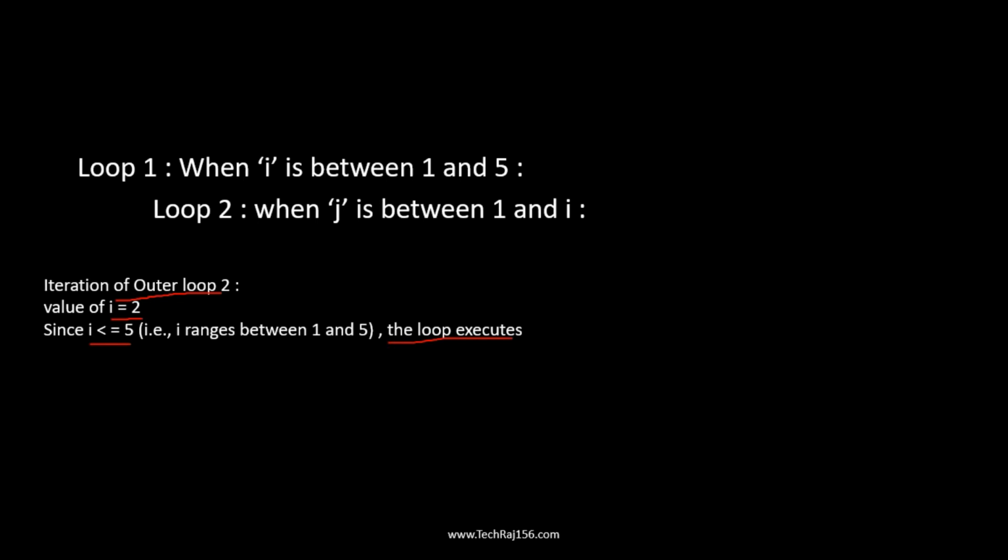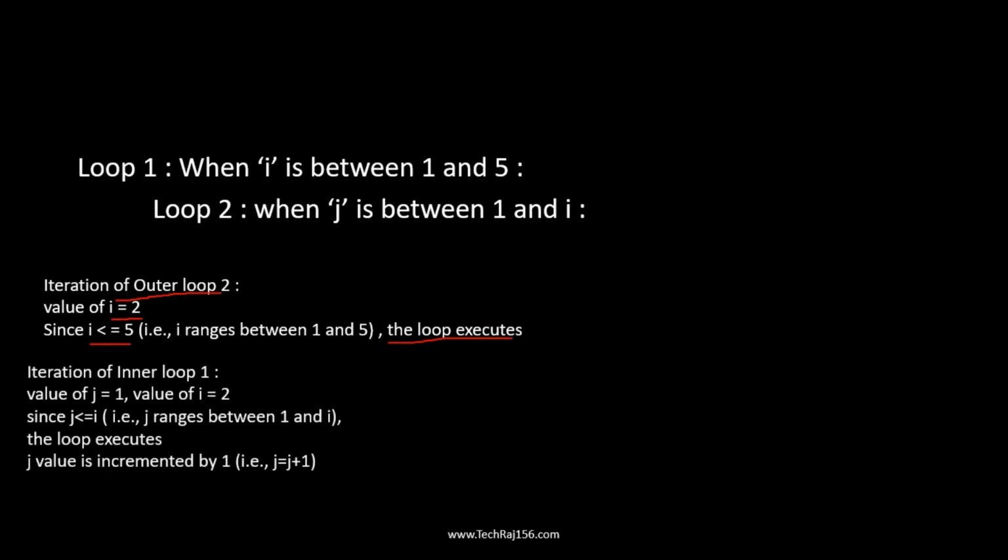When the loop executes, the control is going to come inside, and there is an inner for loop. It can be a while loop, anything. There is another loop inside the outer for loop, and the iteration of the inner loop starts again from the start. So the value of j is 1 again, the value of I is 2, and since j less than or equal to I, which means 1 less than or equal to 2, is a true statement, the condition is satisfied, and thus the loop executes. Once the loop executes, it's going to execute all the statements inside this inner loop.